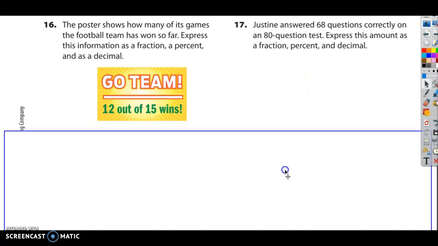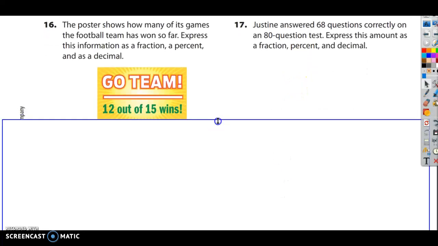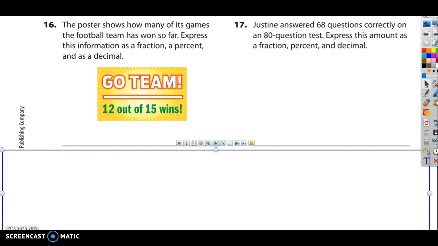Numbers 16 and 17. Read: the poster shows how many of its games the football team has won so far. Express this information as a fraction, a percent, and a decimal. So we've got to come up with 3 answers. And the team has won 12 out of 15. So right off the bat, these words right here tell me how to set this up. 12 out of 15 means, I hope you're thinking, 12 over 15. And so we've kind of answered one of the questions.